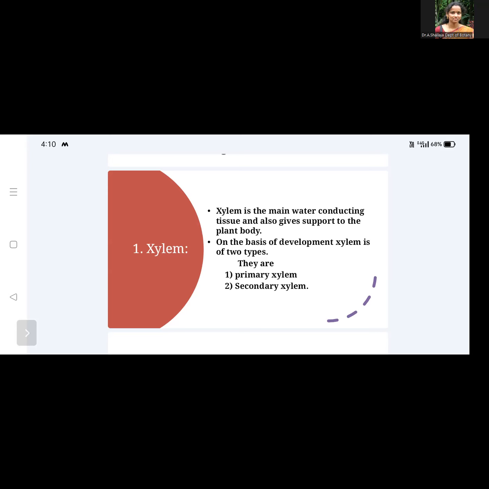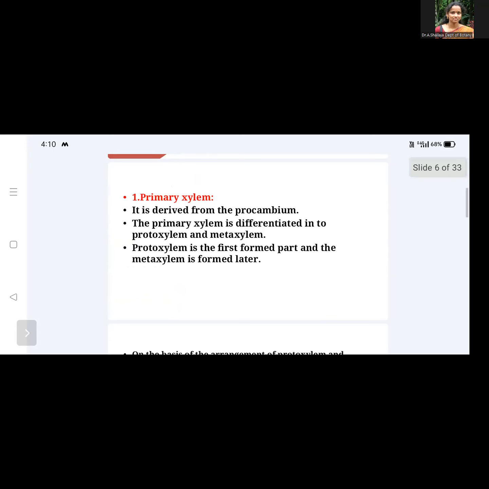Xylem characters are extensively used in the classification of plants. Xylem is a complex tissue. It consists of four types of tissues. On the basis of development, xylem is of only two types, the primary xylem and the secondary xylem. The primary xylem forms from the procambium of the apical meristem. First the protoxylem and later the metaxylem develops.